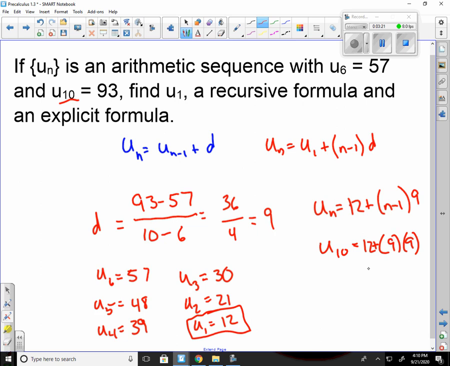9 times 9 is 81. 81 plus 12 is 93. My u sub 10 is correct. I know my explicit formula is correct.